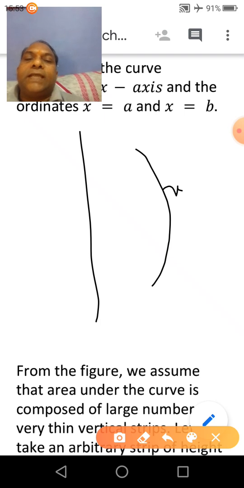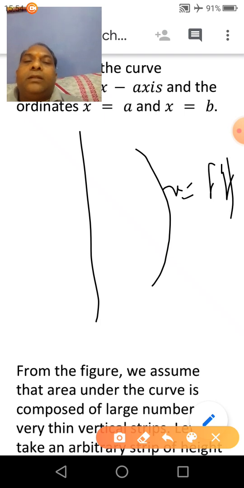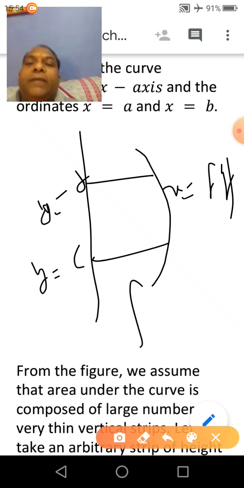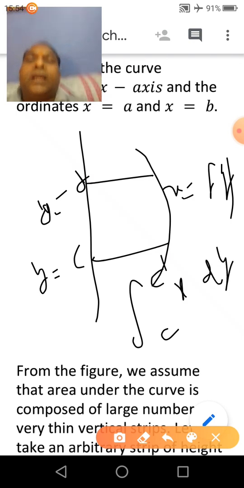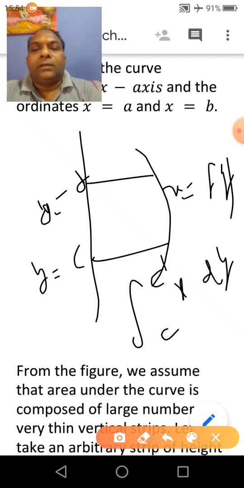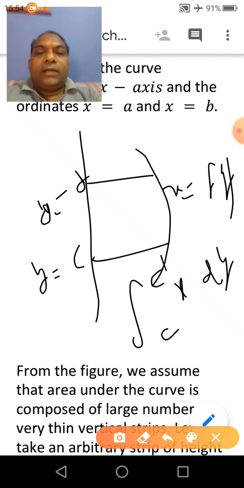In this condition, the curve is x is equal to f(y), then y is equal to c and y is equal to d, then the area will be equal to integration c to d of x dy, and put the value of x in terms of y, then you can find its area. Clear?